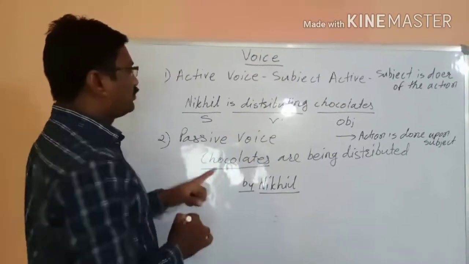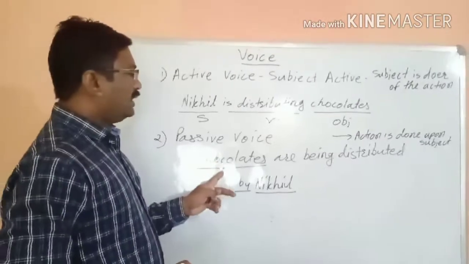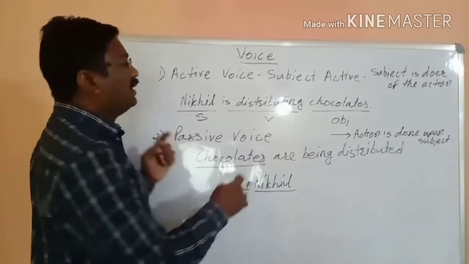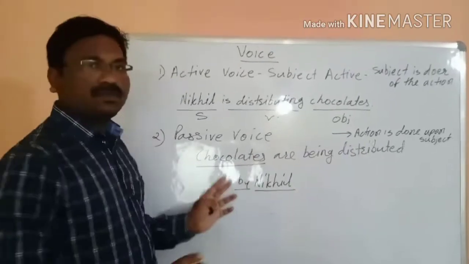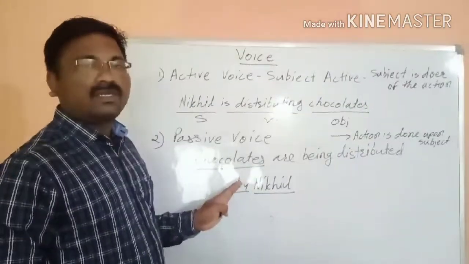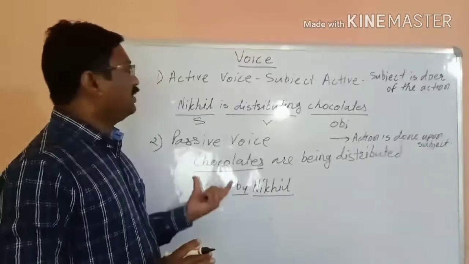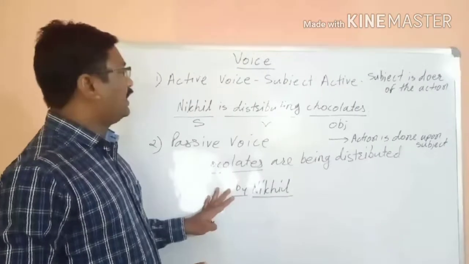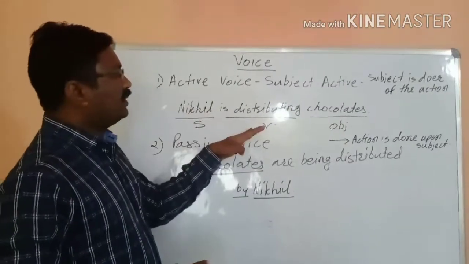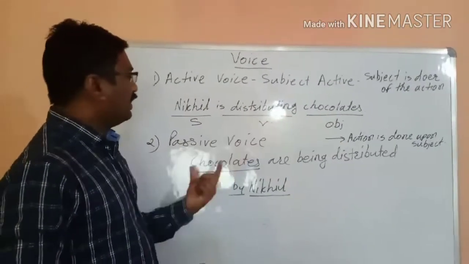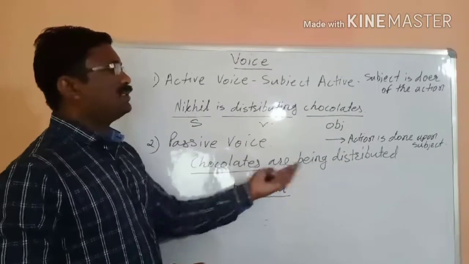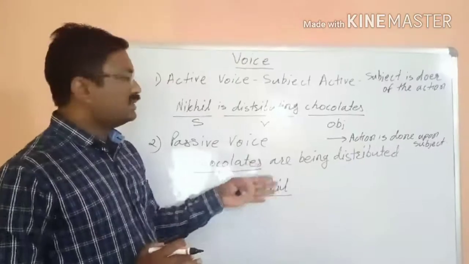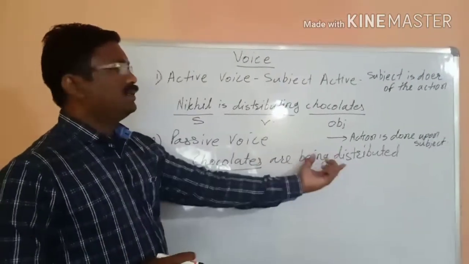Here you will see chocolates. Some action is done upon these chocolates. What was that? They are being distributed. Understood? Here the action is done upon the chocolates. Are you getting it? Here Nikhil is active and he is distributing chocolates. And what happened here? Chocolates are being distributed. Who did it, you don't need to bother about this one. But chocolates are being distributed.